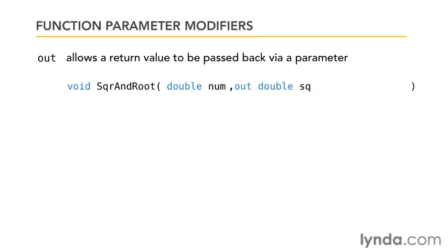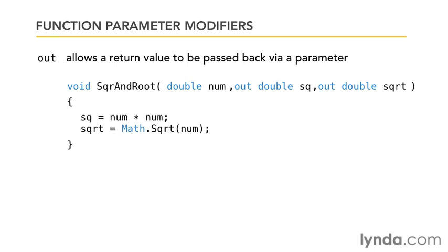I could pass in a parameter named sq, which would be the square, and I put the out keyword in front of it. I do the same thing for another parameter named sqrt, and I also put the out keyword in front of that type name for that parameter. Now inside the body of the function, I would simply assign values to the square and square root results. So for sq, I would simply multiply num by itself, and that's the square of the number. And then for sqrt, I'm using the .NET Framework's math library to calculate the square root of that number.